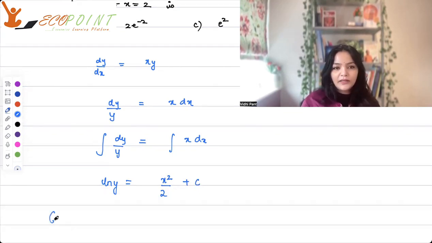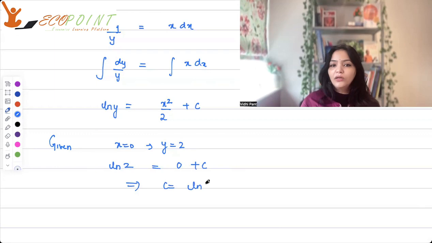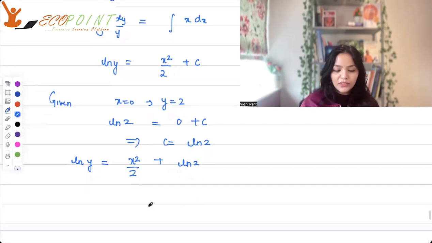So given क्या है हमें? Given है कि when x is 0, y is 2. So that means log 2 is equal to 0 plus c, which implies c क्या आ गया? log 2. log 2 हो गया हमारा c. ठीक है, तो इसका मतलब हमारे पास सॉल्यूशन क्या है कि log y is equal to x square by 2 plus log 2. जब आपके पास c आ गया है तो उसको सब्स्टिट्यूट कर देंगे.